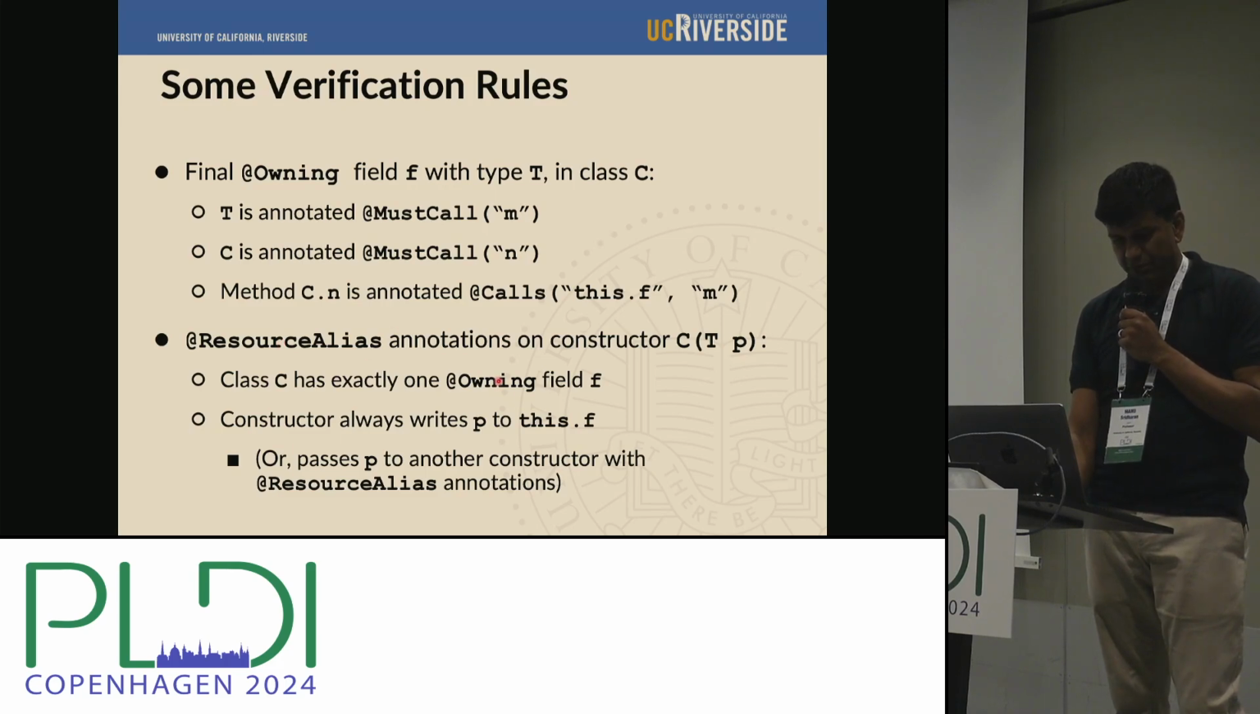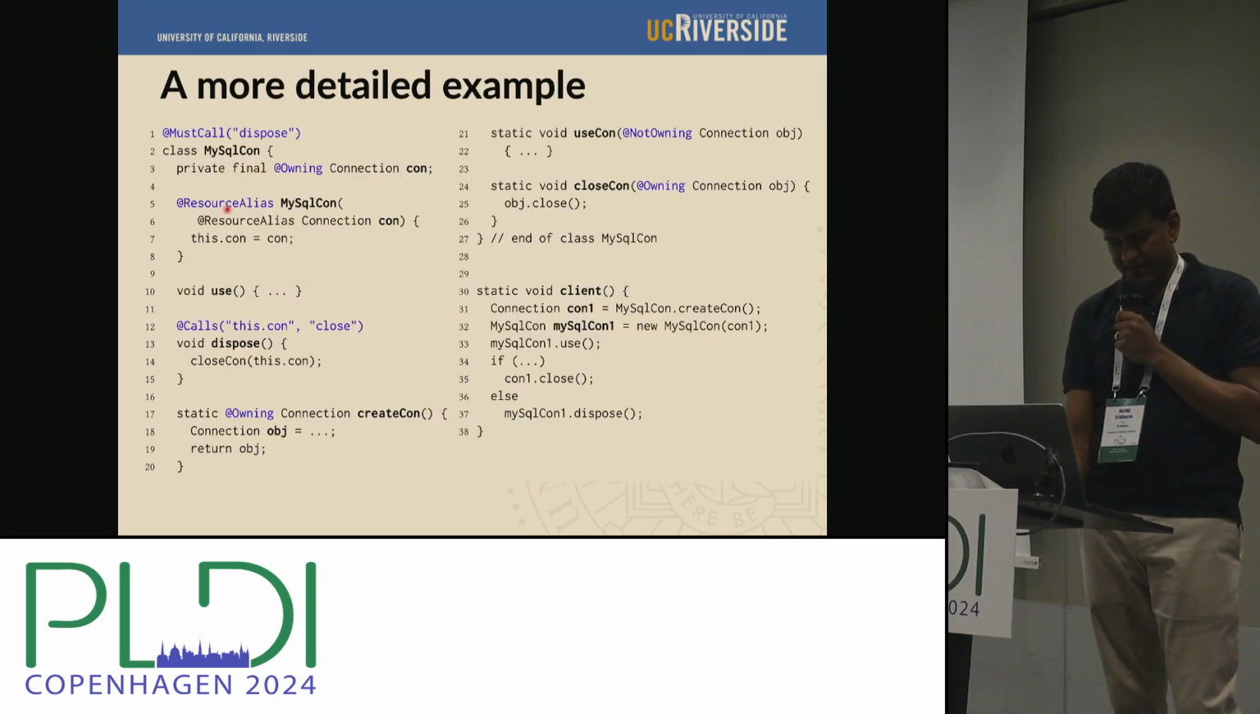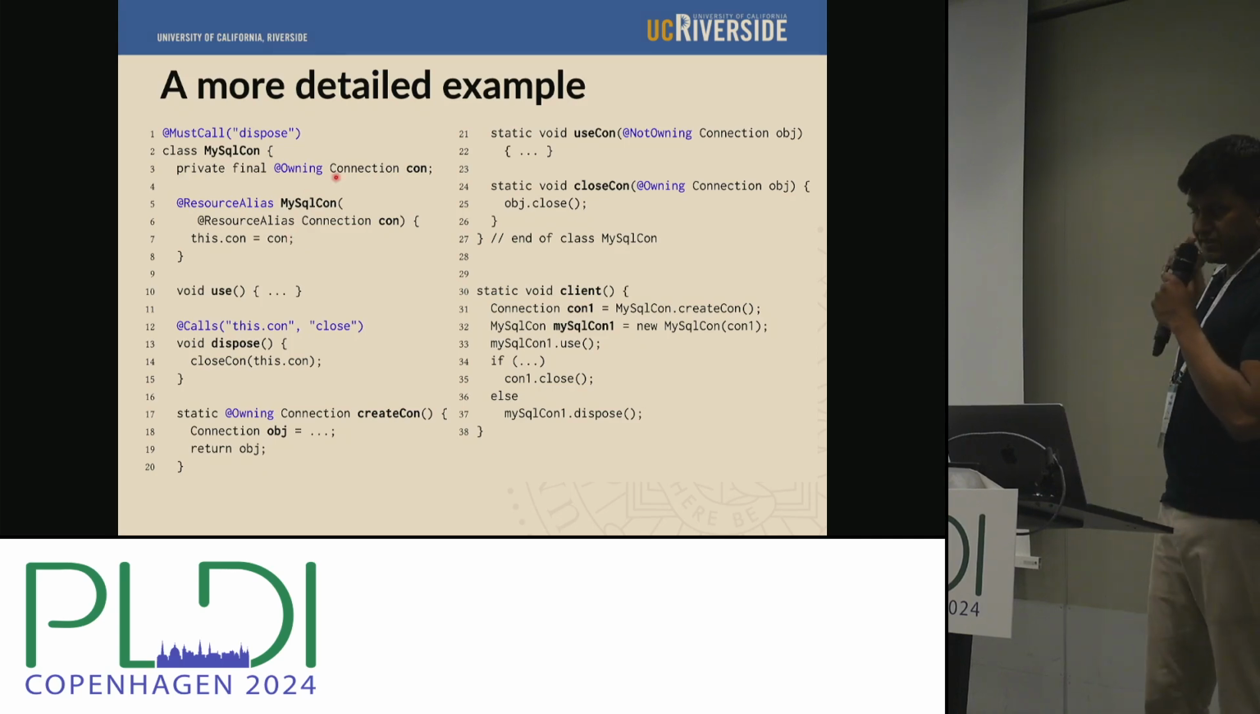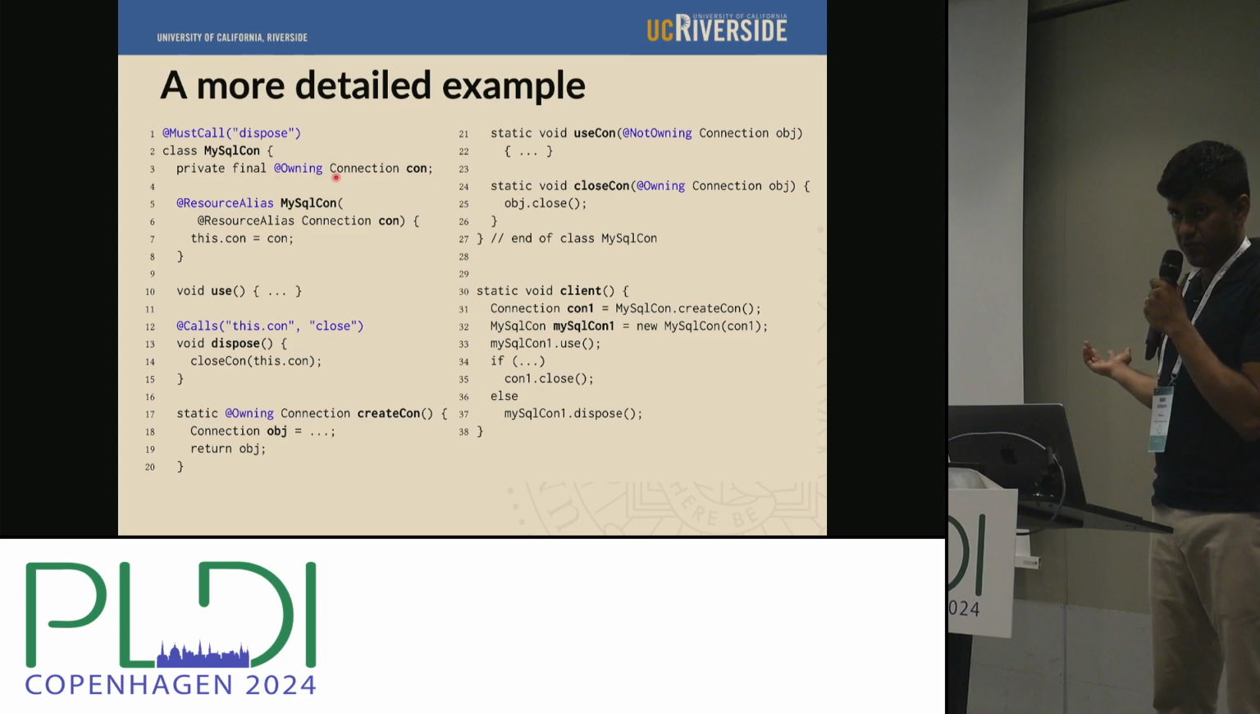So there's exactly one owning field. The constructor should always write its parameter into that field. Okay? So we have that satisfied here. There's exactly one owning field, and this method is always taking the thing and writing it in here. So that's sufficient, along with our separate verification that the owning annotation on the field is correct.